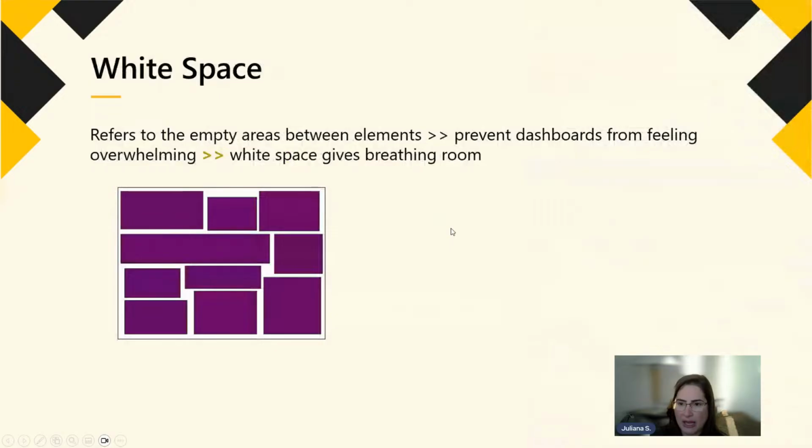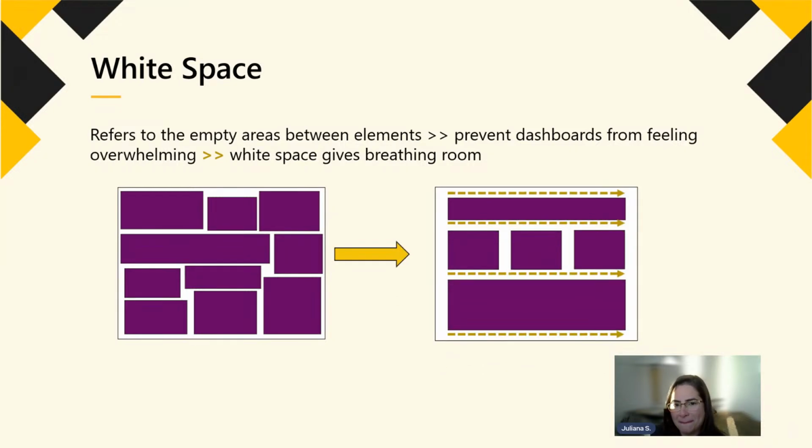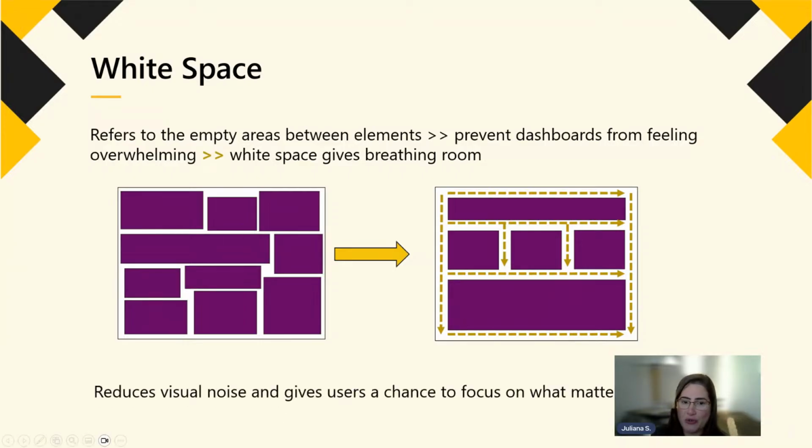So first, white space. If you've ever felt overwhelmed when looking at a cluttered interface, just like the first dashboard that I showed as an example, well, white space is actually the remedy. White space refers to the empty areas between elements. It's not actually wasted space, it provides breathing room, and that prevents dashboards from feeling overwhelming. It helps us reduce visual noise and gives our users the chance to focus on what they need.